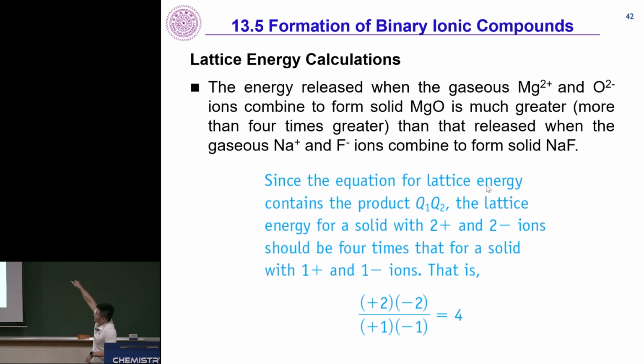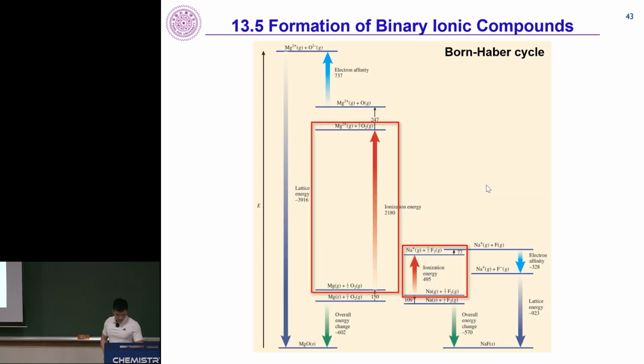So the attraction is stronger for 2+ and 2- than 1+ and 1- by about 4 times the magnitude, right? Because charge multiplied by charge. So 2+ multiplied by 2- we have 4-. 1+ multiplied by 1- we have 1-, right? So formally, the lattice energy of magnesium oxide should be 4 times that of sodium fluoride. But of course, we have a difference in distances as well, right? So it's about 4 times just by looking at the charge, right?